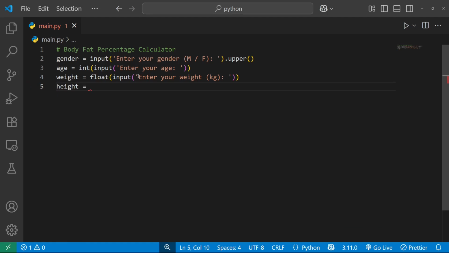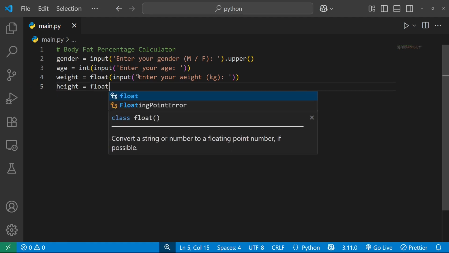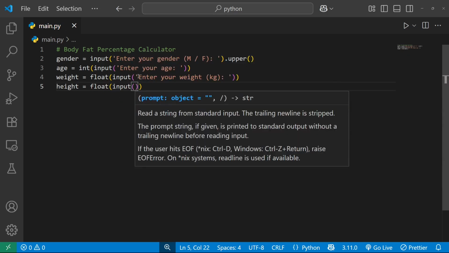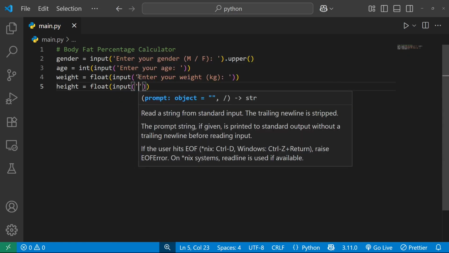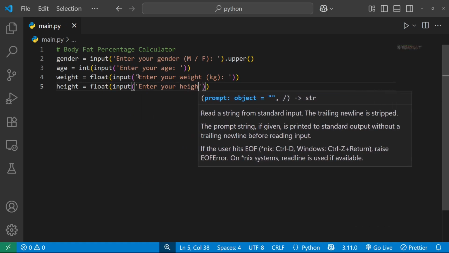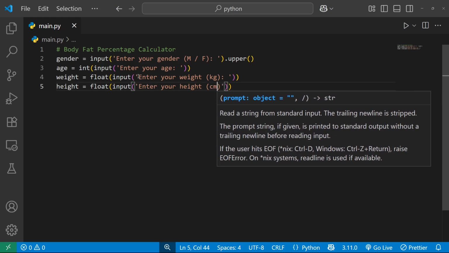I would like to do a small challenge here. We will need height in meters, but I would like to ask the user about his height in centimeters. After that we need to convert it from centimeters to meters, and it will be interesting. Height in centimeters.